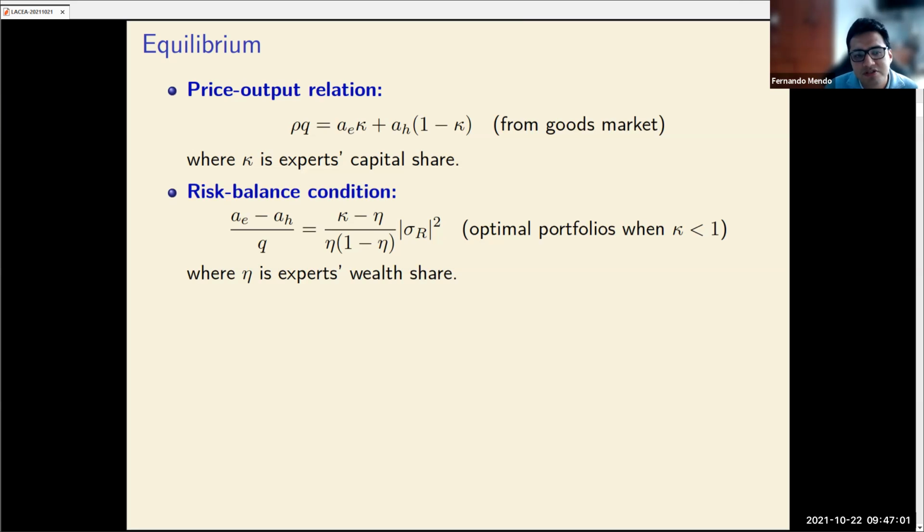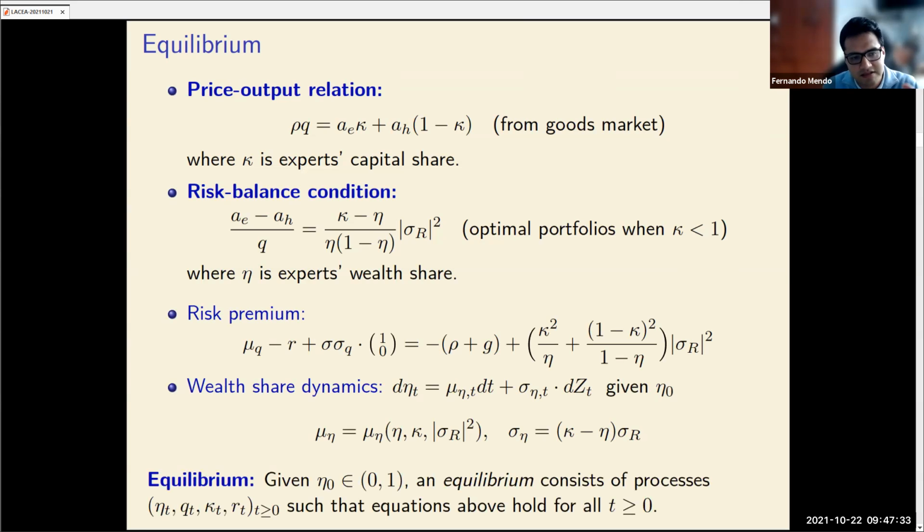The second equation is the risk balance condition. It just says that when both agents are holding capital, the difference in returns, which is the left-hand side, has to be compensated by a difference in required returns, which is associated with the volatility of the asset and how much leverage I have. This eta that appears is the experts' wealth share, and kappa over eta, the amount of capital they have over their wealth share, is a measure of leverage. I'm not going to talk about the rest of the equations that appear here.